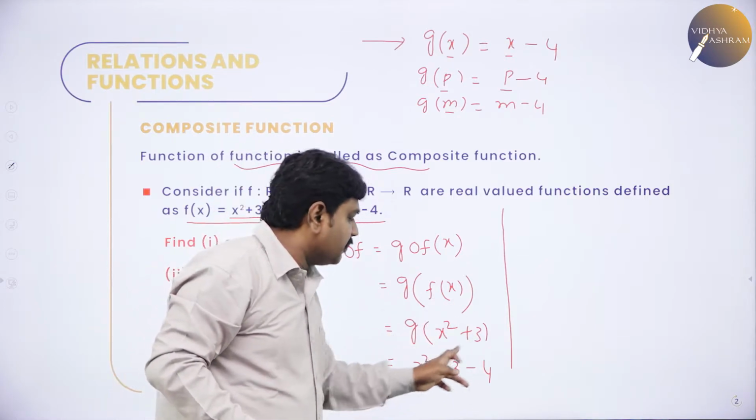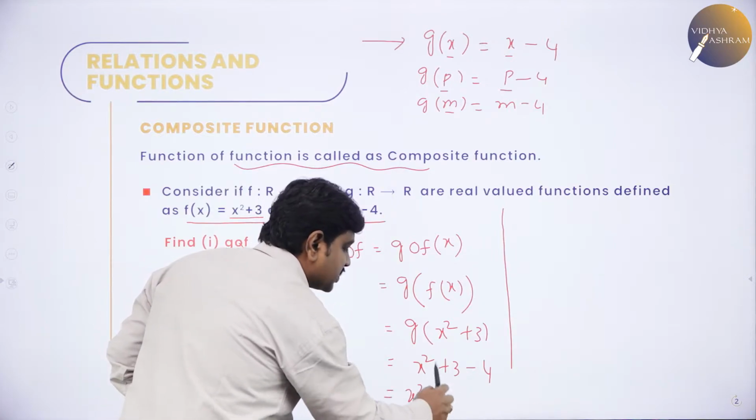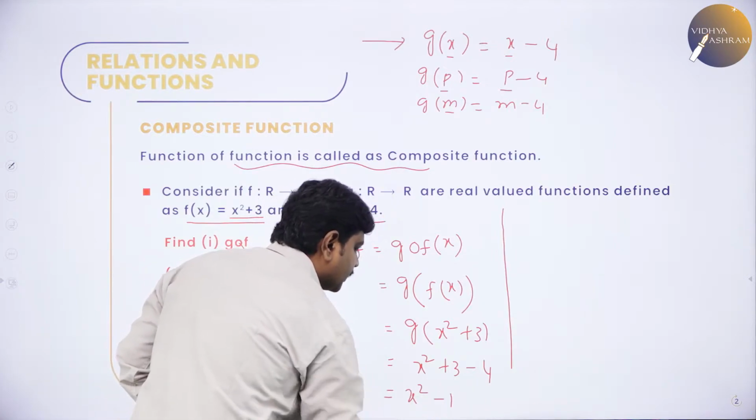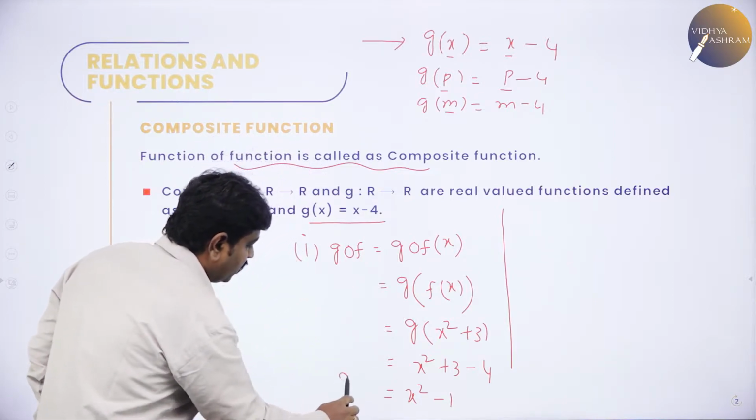X square plus 3 minus 4. So now that is x square. What is plus 3 minus 4? Minus 1. That's it. So now we got gof x. Gof we got.